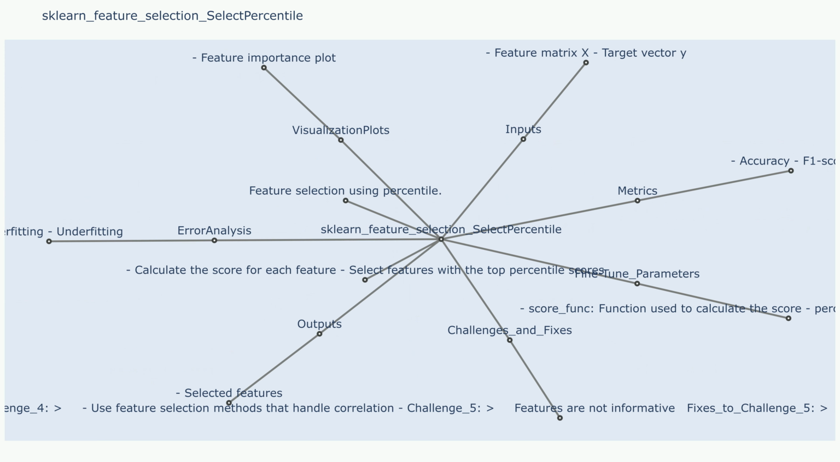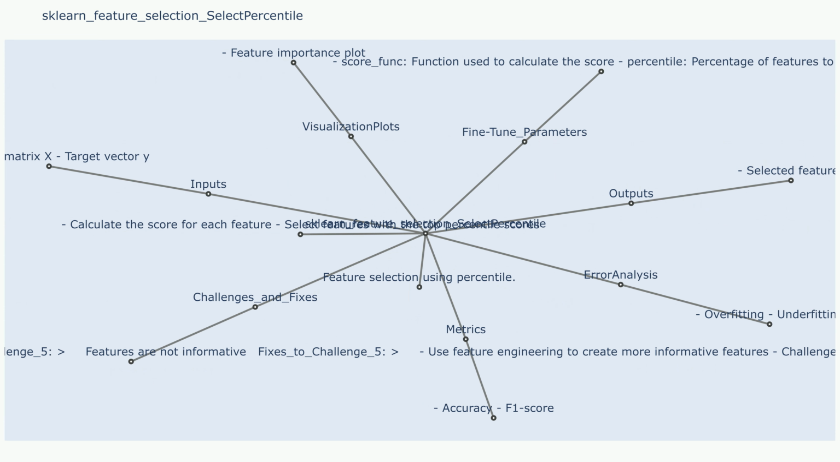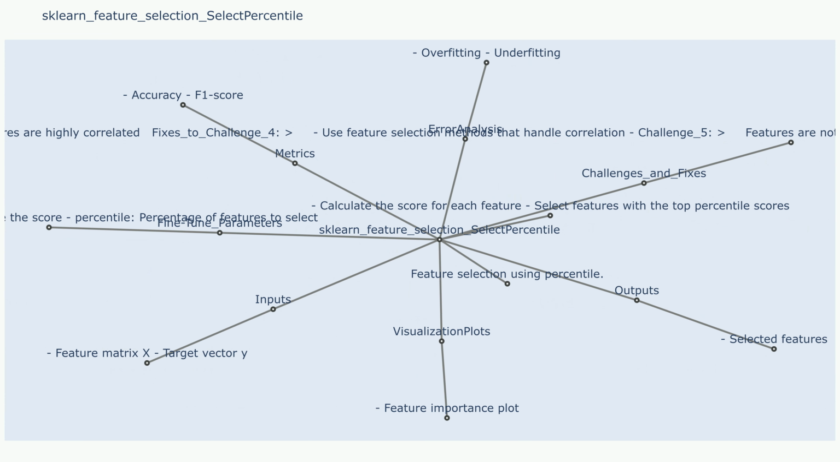chi2, the chi-squared statistic for classification tasks. This assesses the independence between categorical features and the target variable. f_regression, the ANOVA F-value for regression tasks. This measures the variance between group means divided by the variance within groups. mutual_info_regression, mutual information for regression tasks. This quantifies the dependency between features and the target variable.